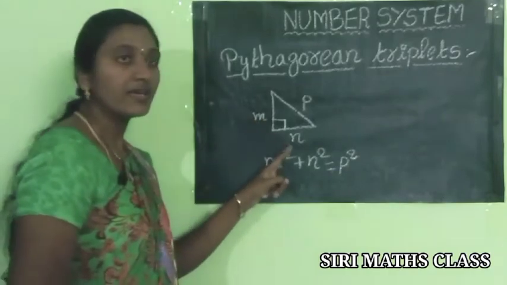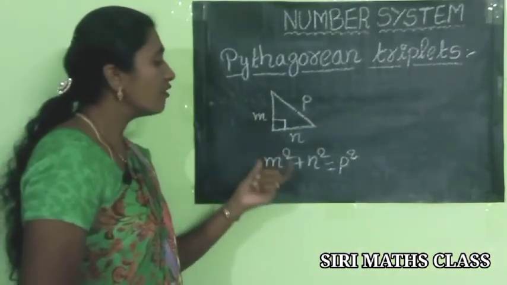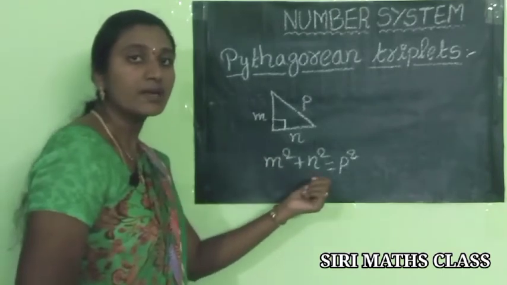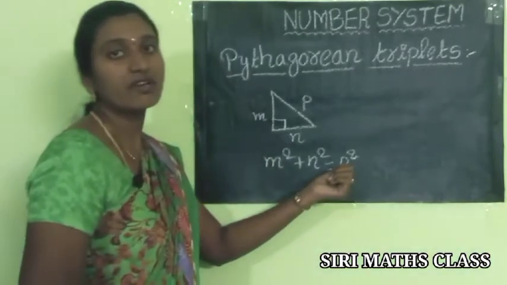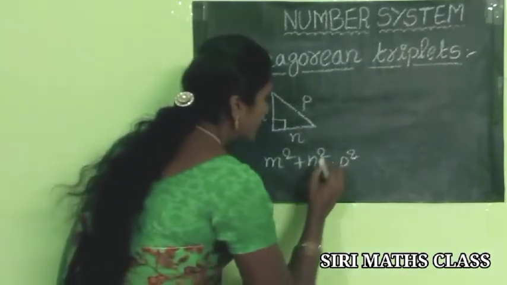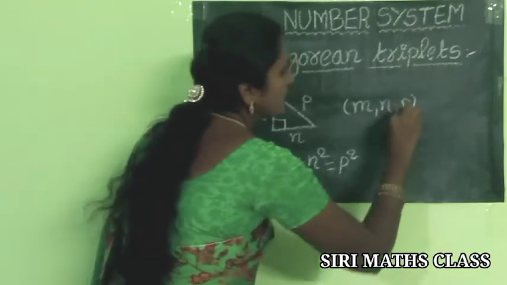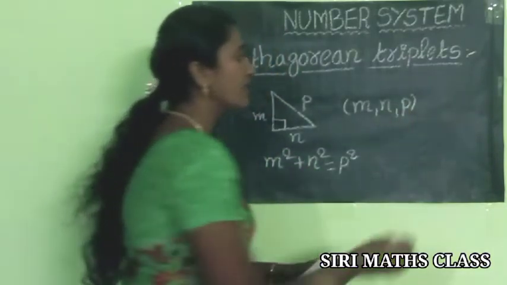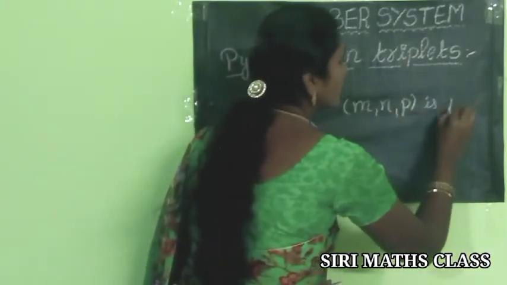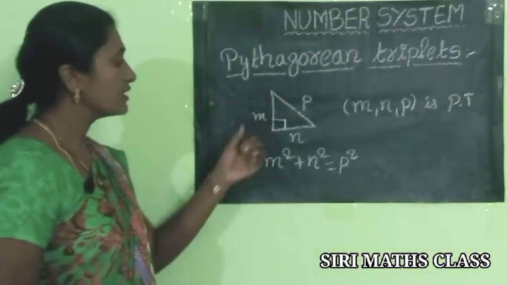If M, N and P are any three natural numbers with the condition M square plus N square equal to P square by the Pythagoras theorem, then M comma N comma P is called Pythagorean triplets. Once again I will tell you.